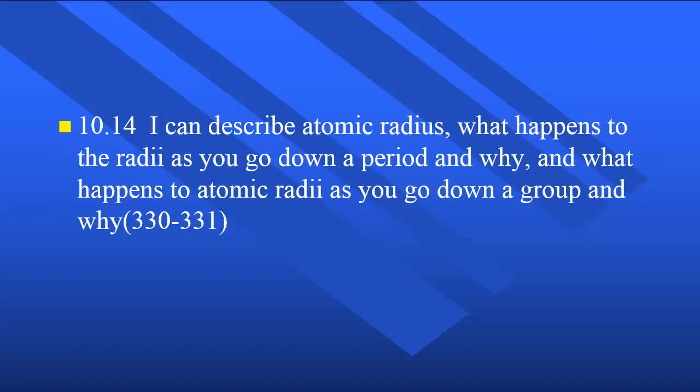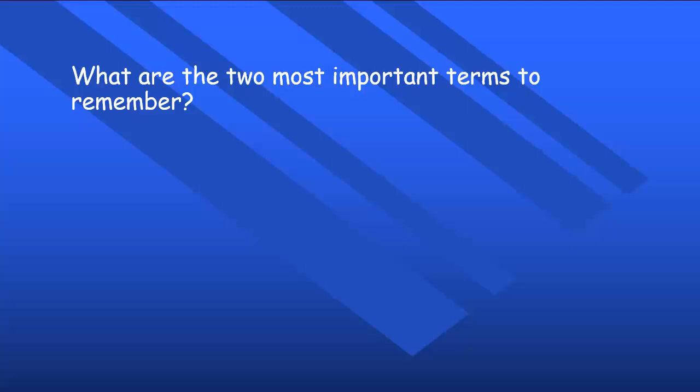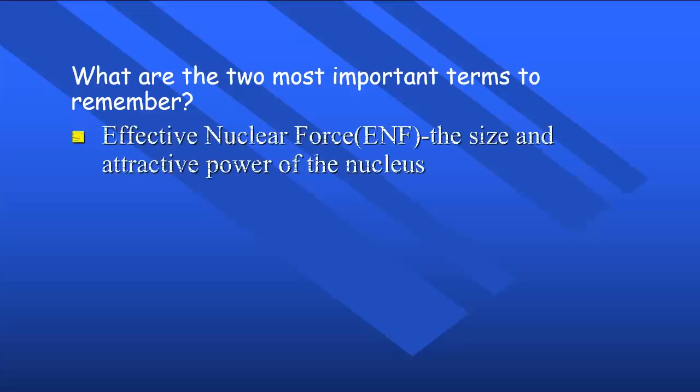I can describe atomic radius, what happens to the radii as you go down a period, and why, and what happens to atomic radii as you go down a group, and why. Okay, the two most important concepts that you need to remember are, the first one, effective nuclear force. Effective nuclear force is how attractive a nucleus is to its electrons.